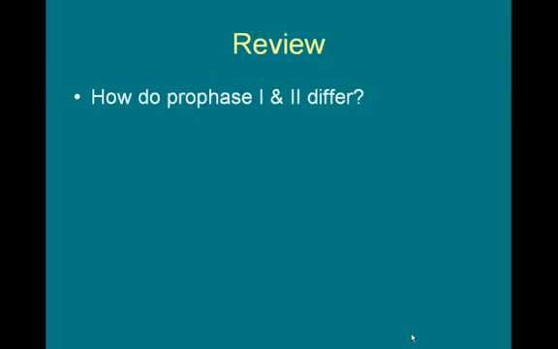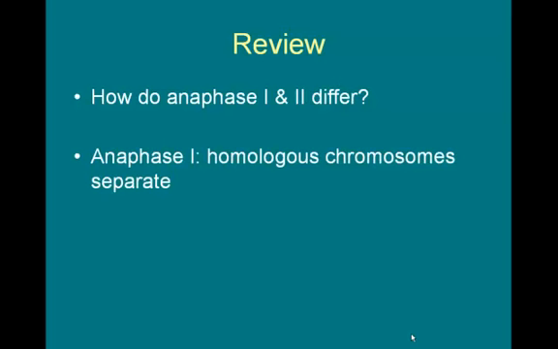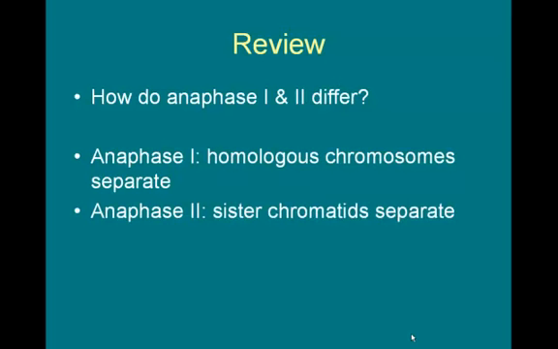Number of chromosomes at the end of meiosis compared with the number in the parent cell? Half the original number of chromosomes, it's haploid. How do prophase 1 and 2 differ? Well, in prophase 1, you have crossing over, and it's occurring in 1 cell. Prophase 2, no crossing over, and it's happening in 2 cells. Anaphase 1 and 2, how are they different? Well, in anaphase 1, homologous chromosomes separate. Anaphase 2, sister chromatids separate. Now, I'm taking the trouble to go through these on the PowerPoint. You'd think they might be test questions.